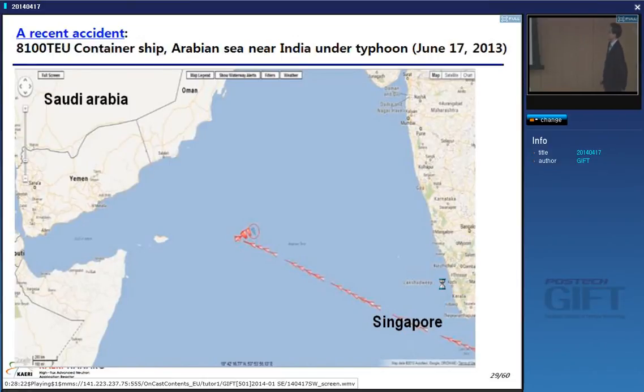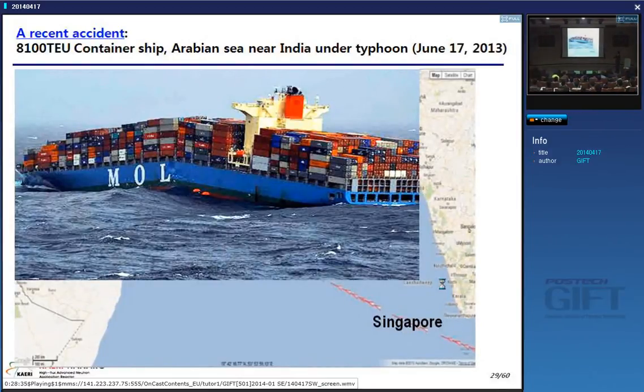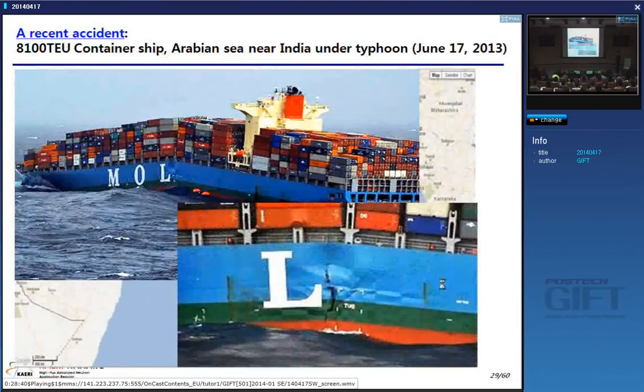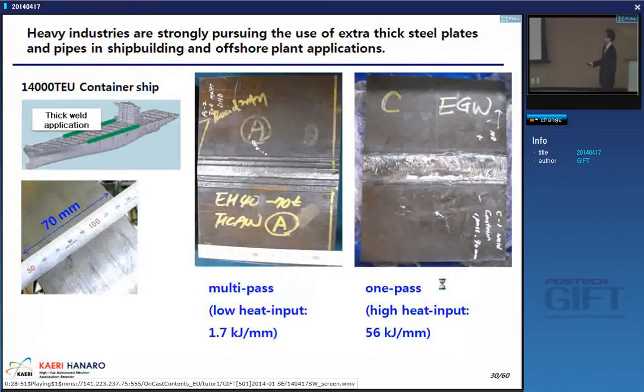There was an accident last year in the Arabian Sea. One ship was passing, carrying about 8,000 containers. The middle of the ship was broken, you can see here. It was a Japanese ship. What happened, right? POSTECH, they found it very terrible. That's what happened. Our steel can break like this.